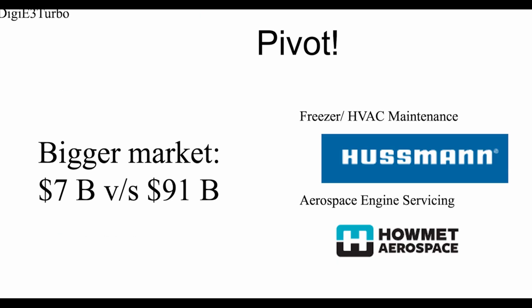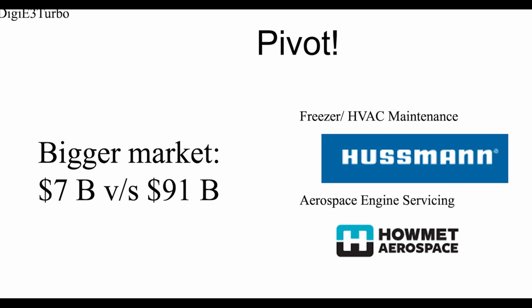That came as a pivot for us, and instead of just targeting the jet engine manufacturers or the CAD and CAM companies, we increased our scope of audience to HVAC companies. These would be the maintenance and servicing companies that provide services to hypermarkets like Walmart and Costco. That's shown here as one such company, Hussmann. The second area that we were targeting would be aerospace engine servicing companies like Helmet Aerospace. What they gave us was a bigger target market. Instead of our initial $7 billion market, it increased all the way to $91 billion.